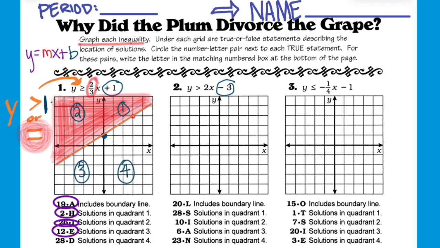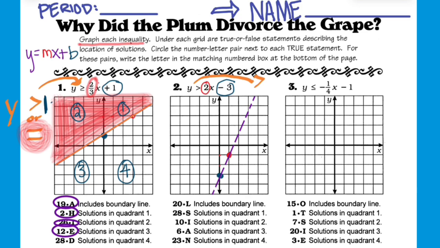Number 2, I start with my y-intercept of -3, and you can pause the video and go ahead and try number 2 on your own. So when I do number 2, I start at -3, I do my rise over my run, and this time I see that y is greater than -3, so it cannot be on the boundary line. So I just go ahead and dash that line.